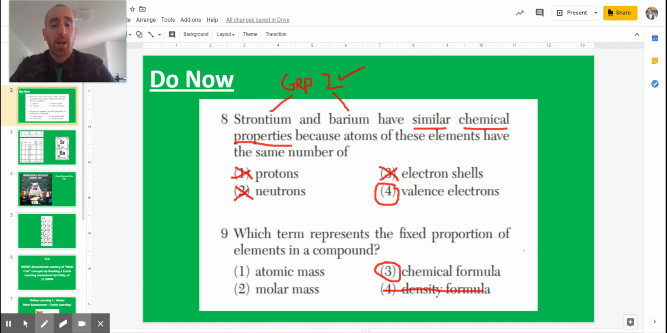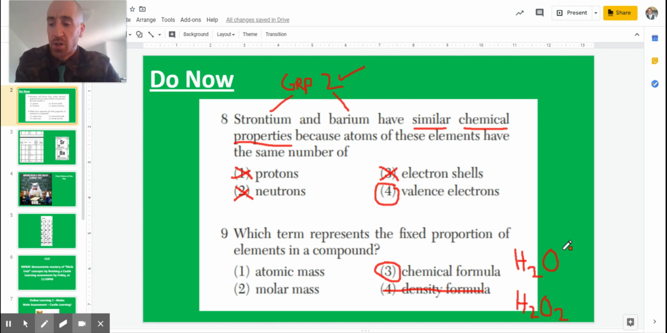Chemical formula. The best way I can explain why number 9 is 3 is to give you the example we talked about in class. And that's the difference between water, which is H2O, and hydrogen peroxide, which we saw in the video yesterday about empirical formula, H2O2. So these are 2 very different compounds, with very different properties, but they have very similar chemical formulas.